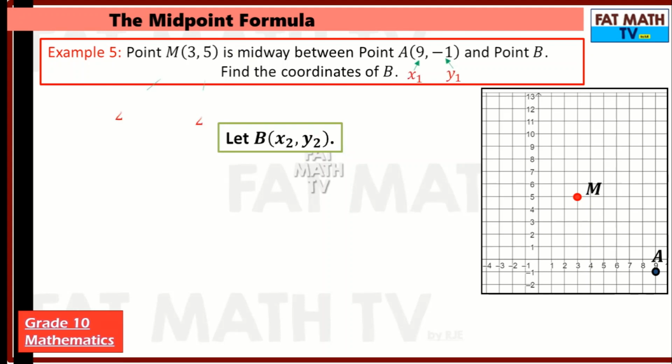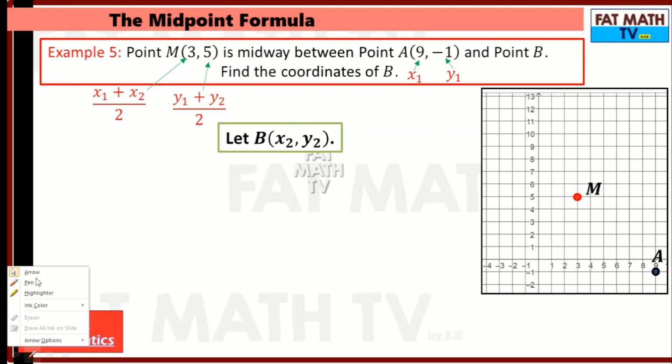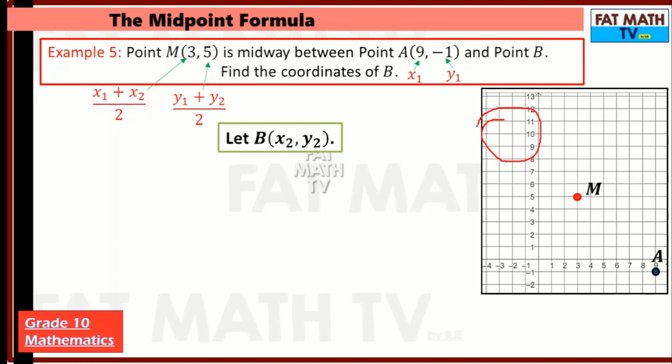So let that be x sub 2, y sub 2. So this midpoint here is x sub 1 plus x sub 2 over 2, according to the midpoint formula. And the y coordinate is y sub 1 plus y sub 2 over 2. So it is somewhere this way, here, maybe somewhere here, because the distance of these two should be the same as the distance of these two.